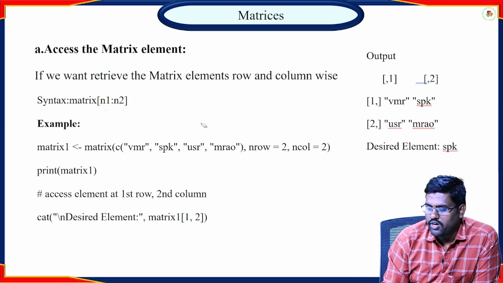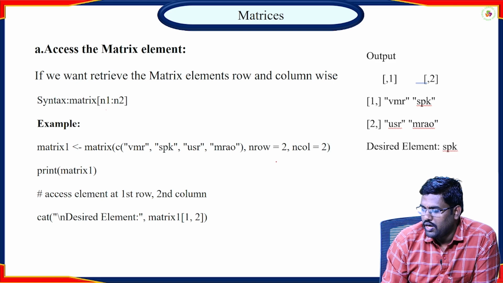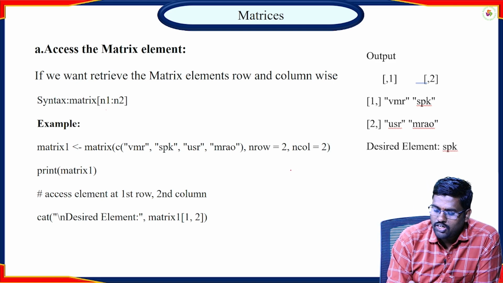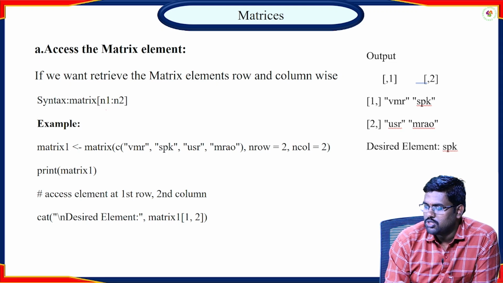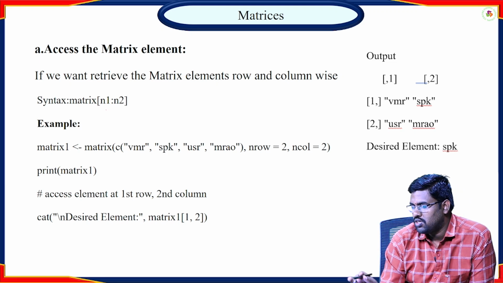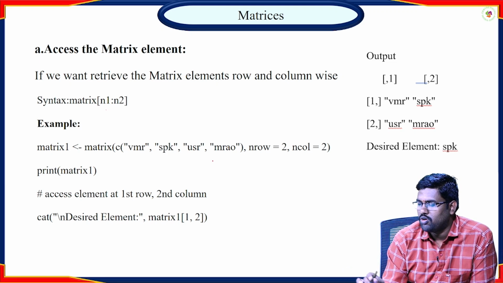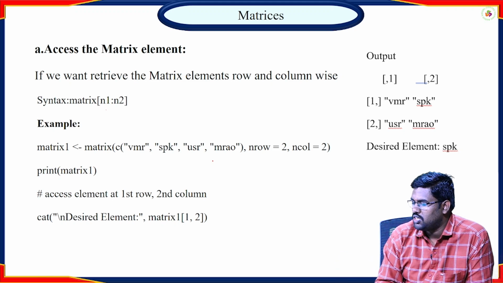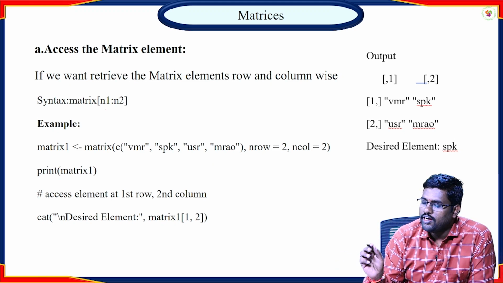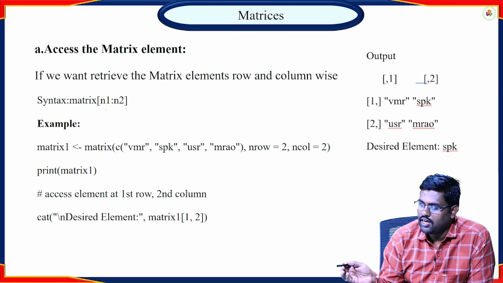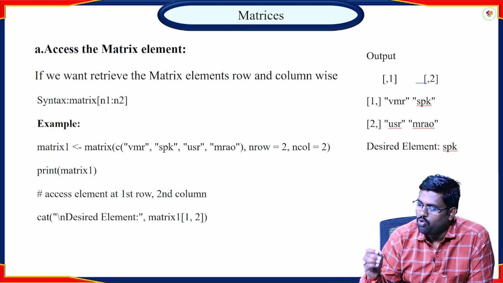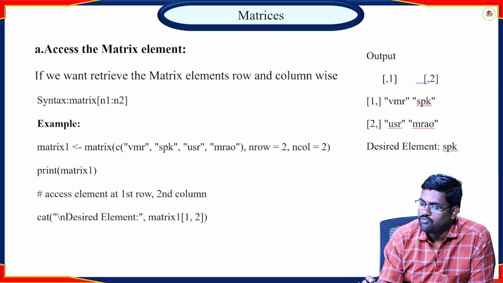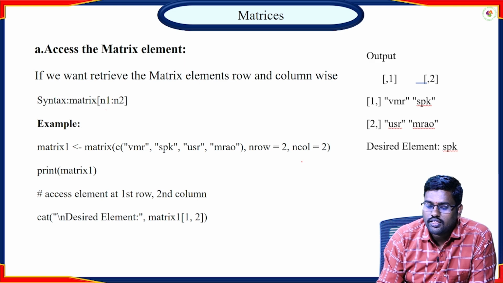See this example. I define the matrix that contains the values. The number of rows is 2 and the number of columns is 2, which means they need to create a 2 by 2 matrix. So print of matrix 1 means they need to print these values, and the values will be printed continuously row wise. If you are not defining byrow, by default it is taken as byrow is equal to true. So row wise the values will be printed continuously if you are not defining byrow in the matrix.